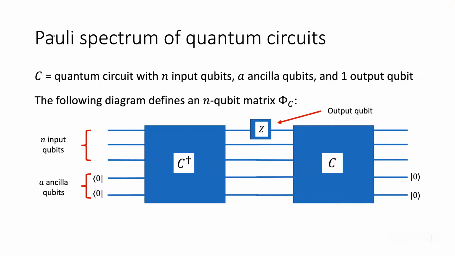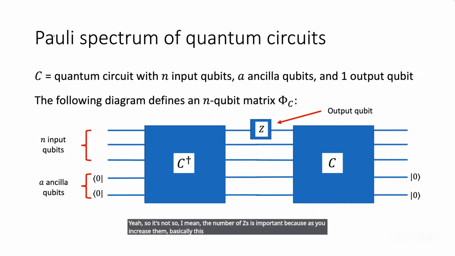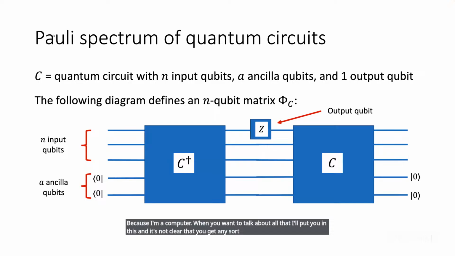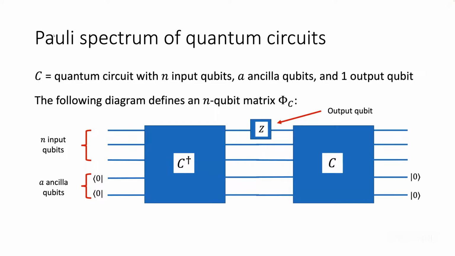Yeah, so the number of Z's is important because, as you increase it, this is just saying I care only about this alpha qubit, and I want to compute a Boolean function. When you want to talk about all the alpha qubits, then it's not clear that you get any sort of result. It's not clear that the polyspectrum of that operator will tell you.